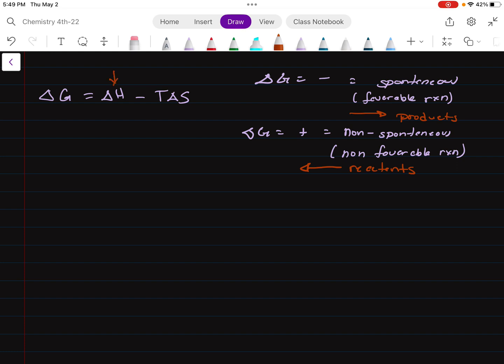Now, when we're talking about Gibbs free energy, okay, these guys are going to be the big players. It's going to be your enthalpy and your entropy, okay? And you're going to see questions that are going to ask you, based on this enthalpy or based on this entropy, is this going to be a favorable or non-favorable reaction? So if this one is bigger, right, a bigger value, which means it's going to have a positive entropy, right? And this is a small value, right? Then it's going to make delta G negative, right?